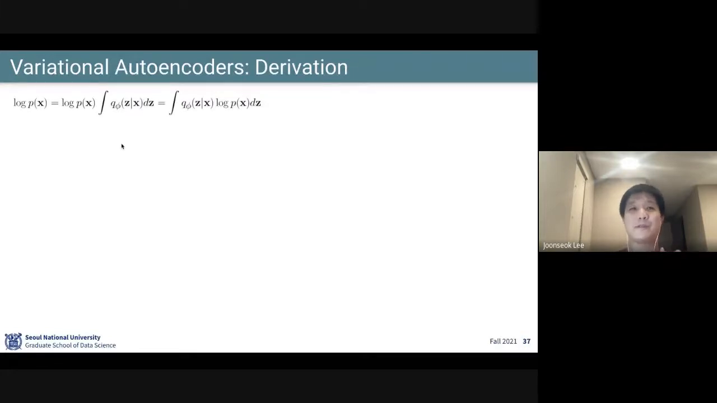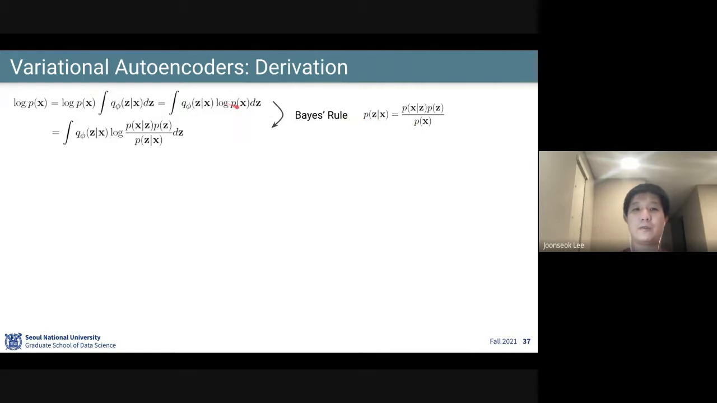So here's the derivation. Given log px, we multiply by some constant, 1, because this is some distribution over z, but we are taking the integration over z. This is exactly 1. And because this log px is a constant in terms of z, it is moved inside, right? Then we apply Bayes' rule, which is this. You guys should be familiar with this, to this. Px is written as this.